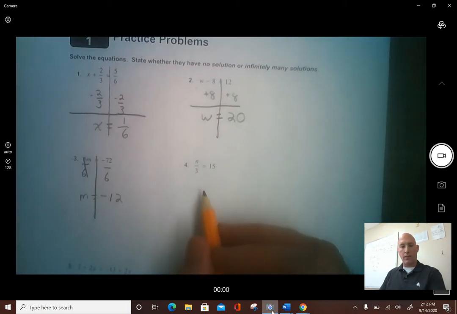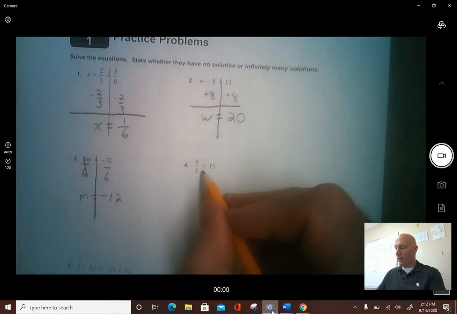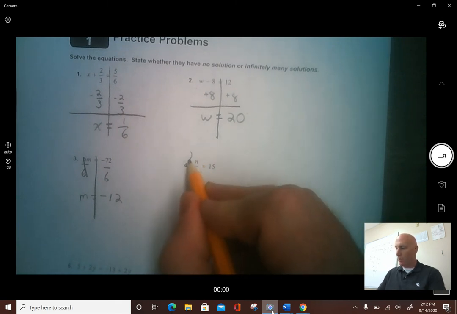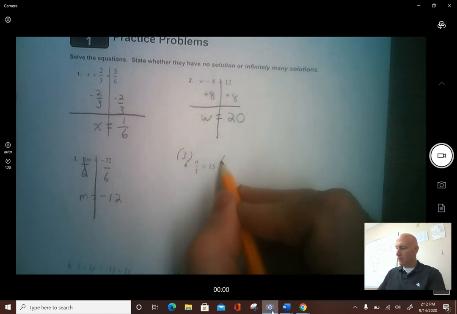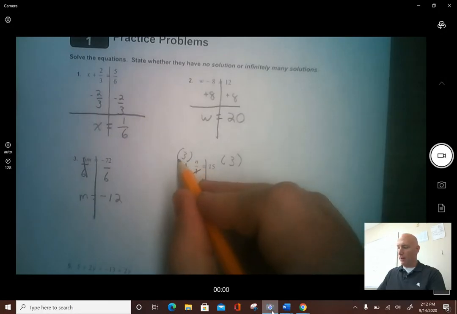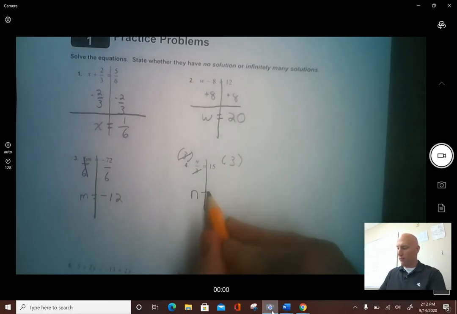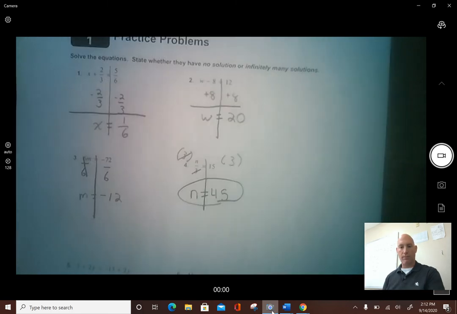The final one in this section, n divided by 3 equals 15. In order to get n by itself, I'm going to have to multiply both sides by 3. Divided by 3 times 3 cancels out. I'm left with n equals 45. Okay?